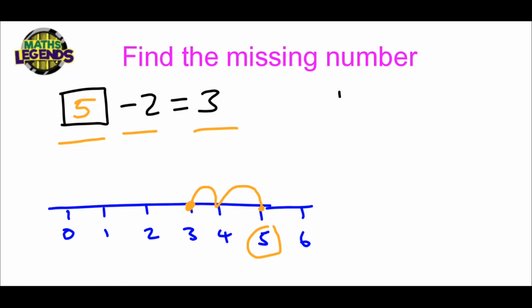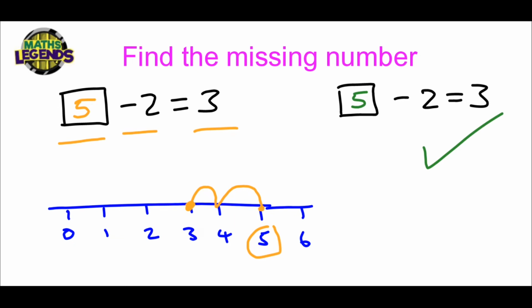Now we can do this by trial and error as well. So unknown minus 2 equals 3. And we'll try a number, let's say 2. Well, 2 take away 2 is equal to 0. Doesn't work. We're quite far away, so let's try a bigger number. So 6. 6 take away 2 is 4. It's closer, but it's gone too far. So let's just go to 5. 5 take away 2 is equal to 3, which works nicely.